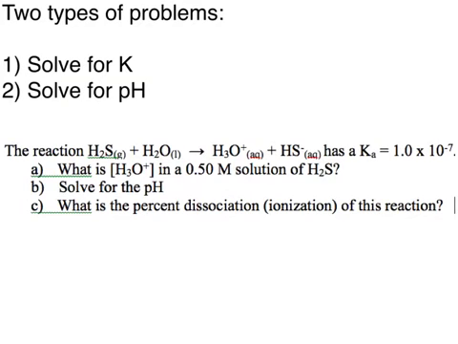So let's start by looking at the two types of problems that you may come across. The two types of problems you may come across are ones where you have to solve for the equilibrium or ionization constant, or ones where you have to solve for the pH. Now in this particular question, you're given the Ka, and you're asked to solve for the pH. And there's a couple other steps that we're going to be asked to do here as well. So let's take a look at how we would solve this problem.